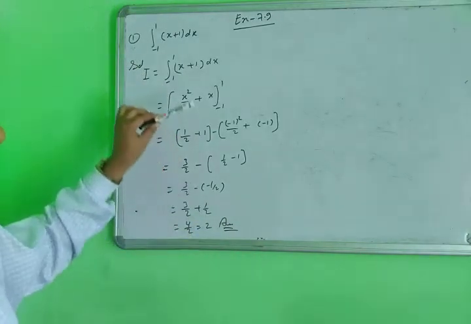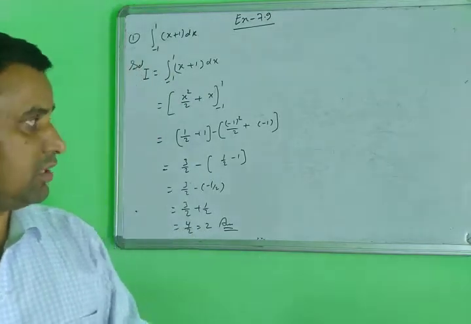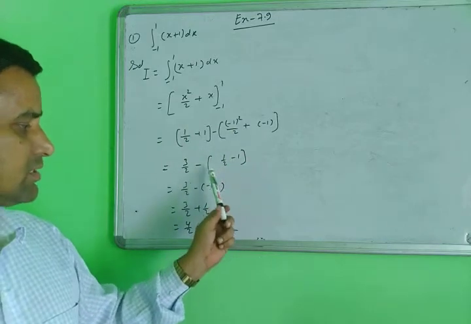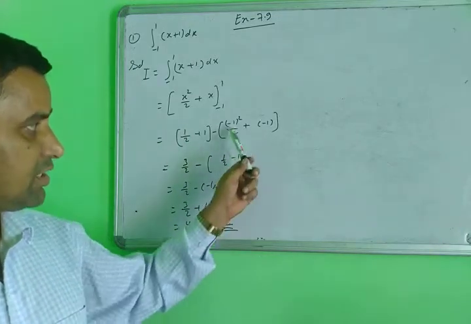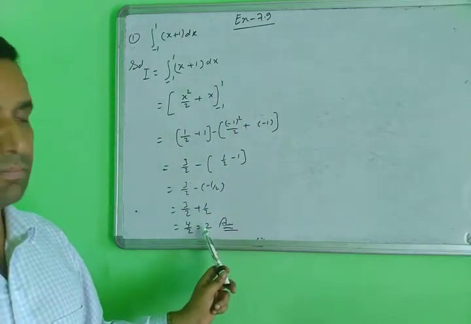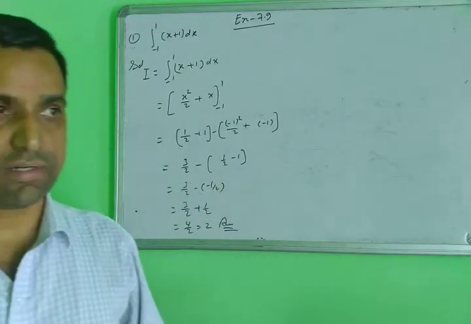But when you calculate the upper limit and lower limit, do it very carefully and don't make mistakes in these areas. Suppose you make a calculation mistake, the answer will become wrong. So be very careful when you calculate the upper limit and lower limit, then the answer will be correct. This is a very simple question. Then let's start the next question.